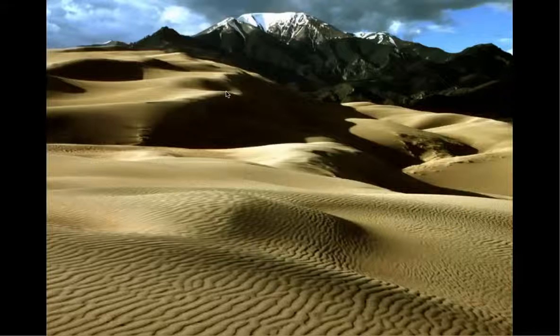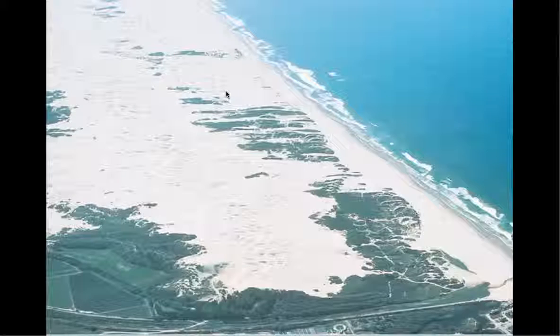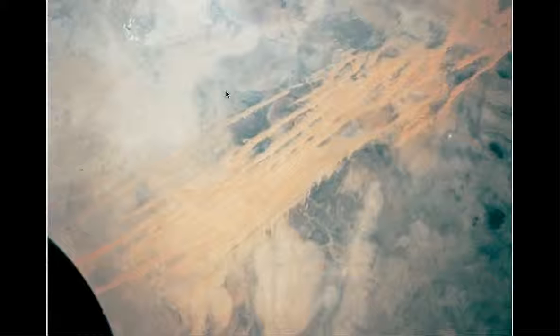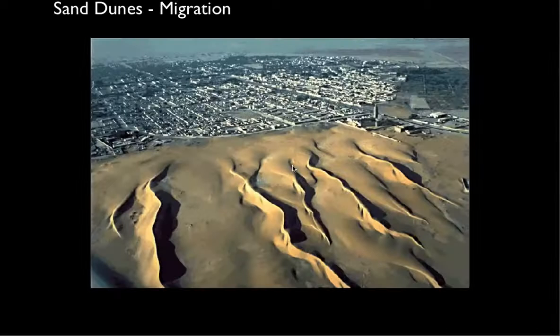Parabolic dunes next to an ocean front. Great Sand Dunes National Monument, I believe in Colorado. Beautiful. And again, here's a blowout with a little pedestal in the middle. Dunes migrate. In this case, like I showed you in the other picture, these dunes are migrating over the city.